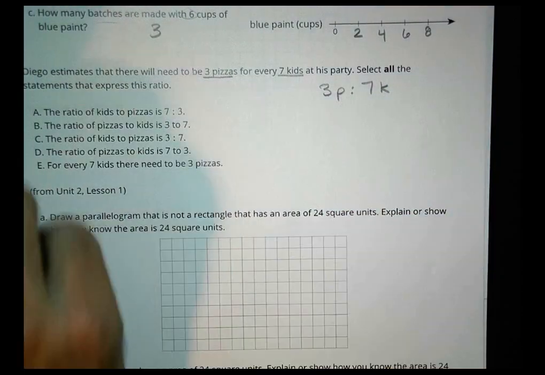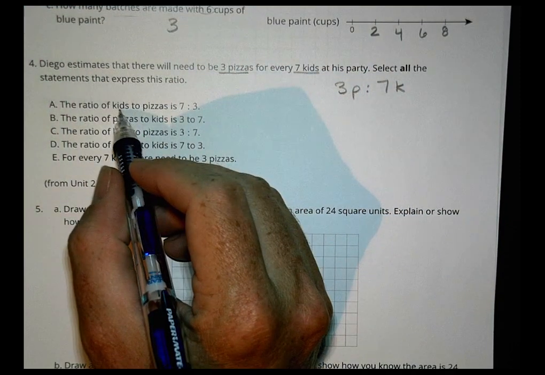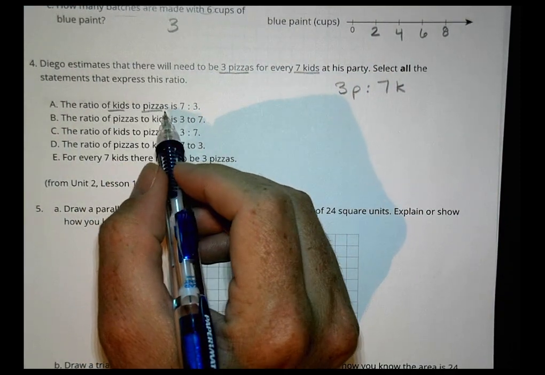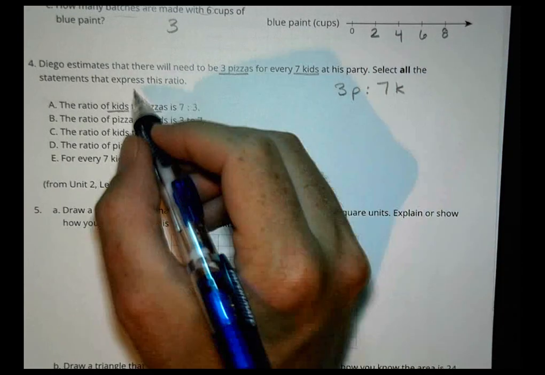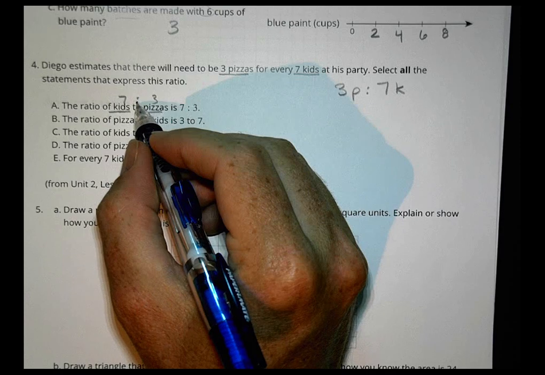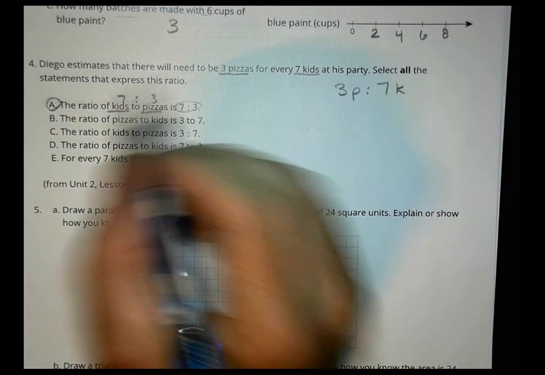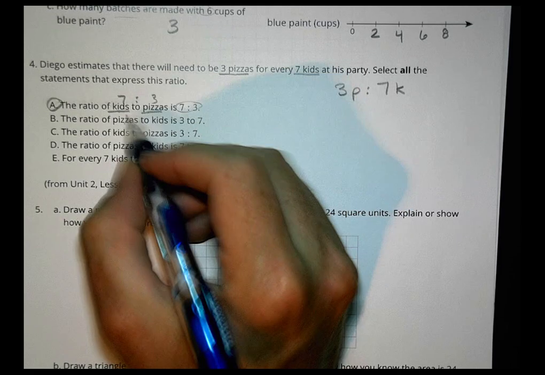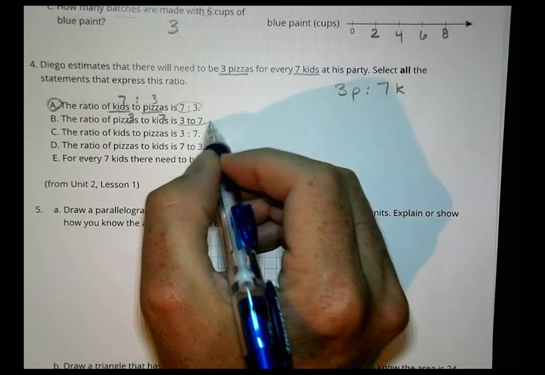That's the idea. Select all the statements that express this ratio. The ratio of kids to pizza is 7 to 3. Well, kids was 7, so that's true. Kids is 7, and pizza was 3, so that matches. That's going to be okay. The ratio of pizza to kids, pizza was 3, kids is 7, so 3 to 7 matches.